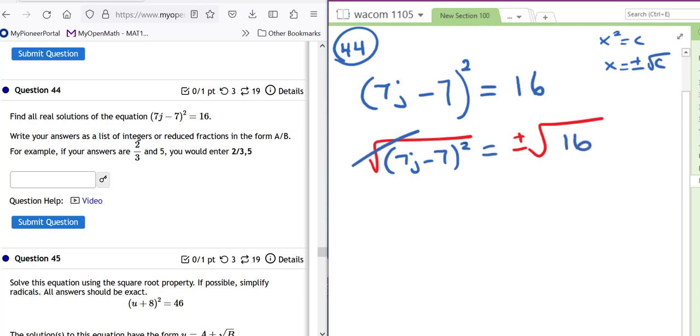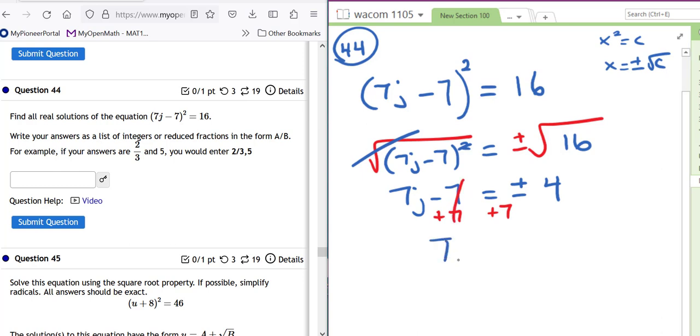Right, and the radical and the exponent cancel each other. So I have 7j minus 7 equals plus or minus square root of 16, which is 4. And so now we're going to finish solving for j. So we're going to add a 7 to both sides. Do it in front of the plus and minus so that you can pick up both signs.